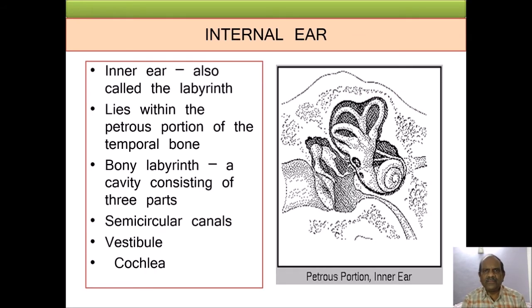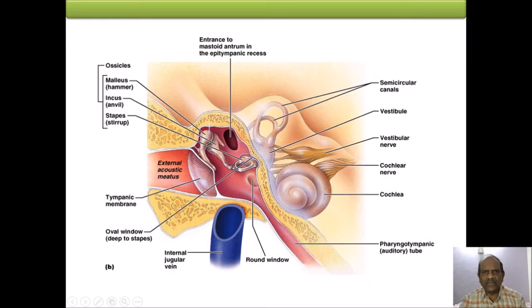Then coming to the internal ear. The inner ear is also called the labyrinth, since it is situated in a bony cavity within the petrous portion of the temporal bone. The bony labyrinth, a cavity, consists of three parts: the semicircular canals that I told you about, the vestibule here, and this cochlear part. Please concentrate on this figure, which shows the semicircular canals and the cochlea.